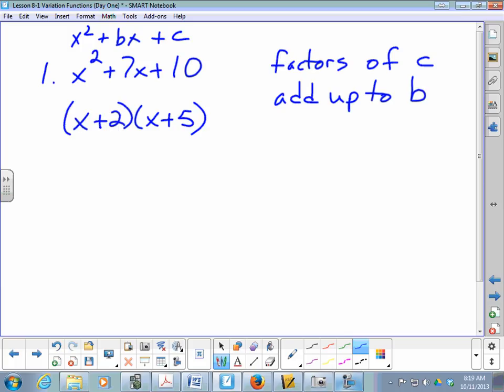Does the order matter for the plus 2 and the plus 5? No, it can be either way. All right, so that was number 1. And then let's look at number 21. x squared minus 7x minus 30.